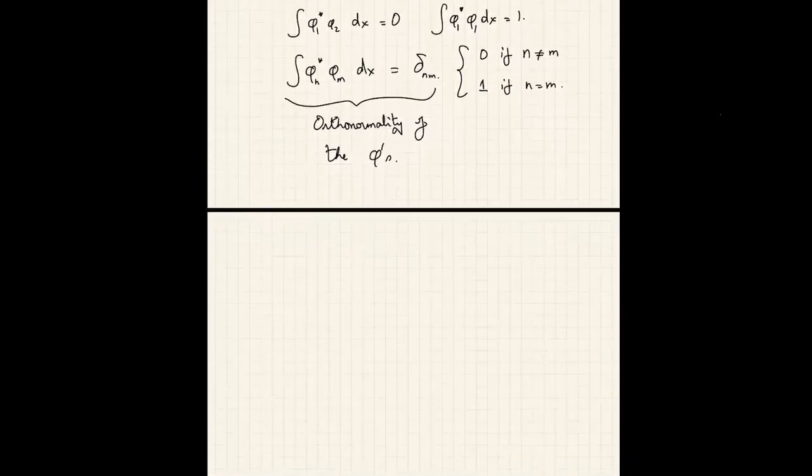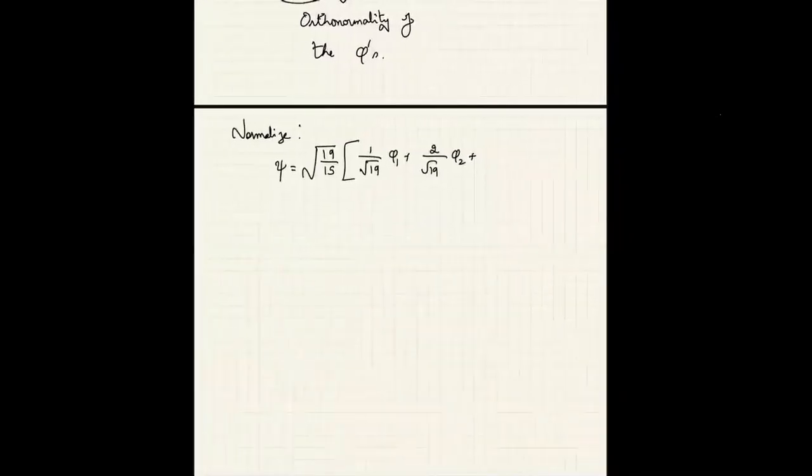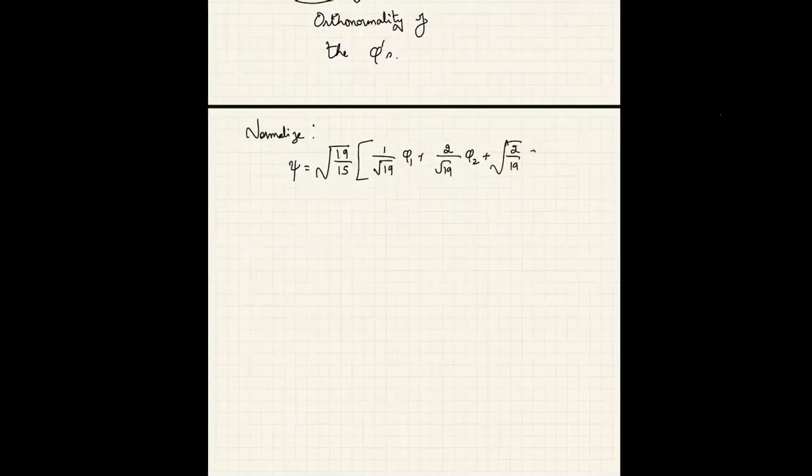How do you normalize it? You simply compute the integral of psi star psi, whatever it is, and multiply psi by the inverse of the square root of that number. If you normalize psi, you would find that you have to multiply it by square root of 19 over 15, times 1 over square root 19 phi 1, plus 2 over square root 19 phi 2, plus square root of 2 over 19 phi 3, plus square root of 3 over 19 phi 4, plus square root of 5 over 19 phi 5. I think this problem is an example from a quantum mechanics book by the author Zettili, but I'm not sure.